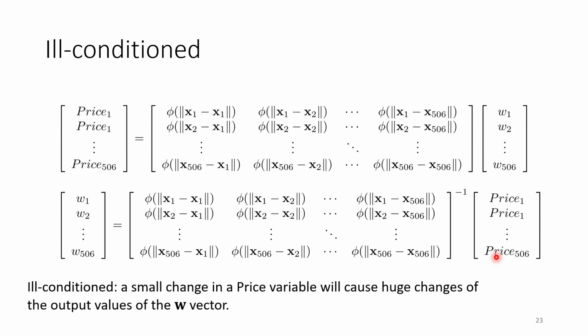However, in linear algebra, there is a case called ill-conditioned. For this inverse matrix, it is possible that if we slightly change the price value here, then the weight value will change very, very significantly. So for the ill-conditioned case, it means our system is inherently unstable. So how do we solve the problem?